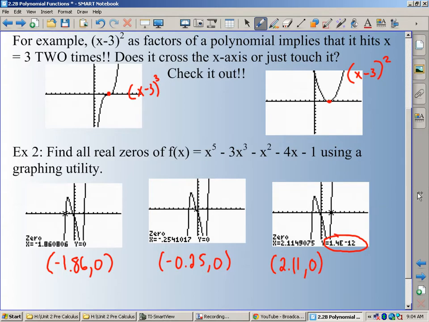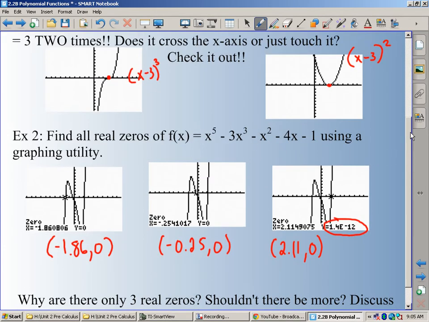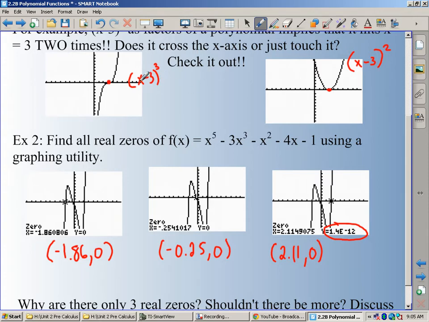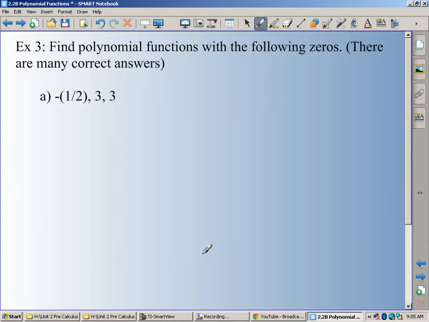So why are there only 3? Maybe because there are factors that repeat, like we had in the example up above where (x minus 3) squared repeated, or (x minus 3) cubed repeated 3 times. Maybe that happened. Maybe there are some imaginary roots, something like that. That's kind of where we're headed with these. Then moving along, we're going to ask you to find the function, given the solutions. And there's a reason there are many correct solutions.